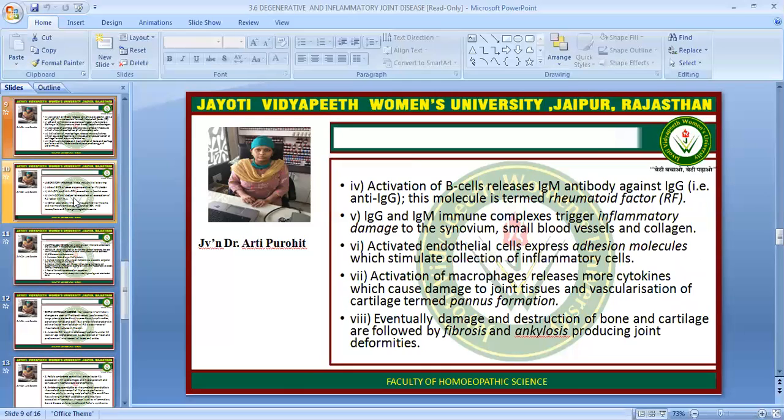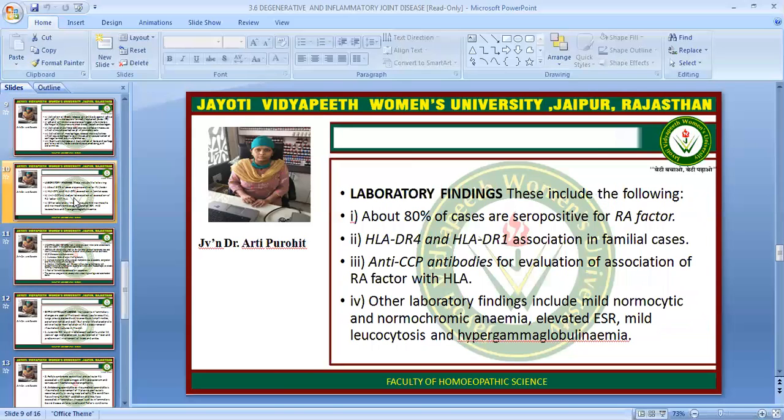The activation of B cells releases IgM antibody against IgG. This molecule is termed rheumatoid factor. IgG and IgM immune complexes trigger inflammatory damage to the synovium, blood vessels, and collagen. Activated endothelial cells express adhesion molecules which stimulate collection of inflammatory cells. Activation of macrophages releases more cytokines, which cause damage to the joint tissue and vascularization of cartilage, termed pannus formation. Eventually damage and destruction of the bone and cartilage are followed by fibrosis and ankylosis, producing joint deformity.